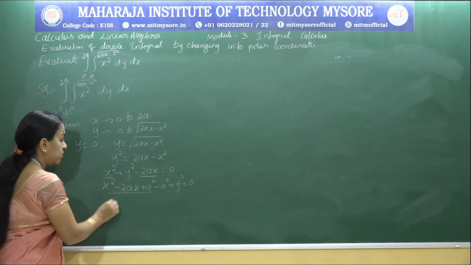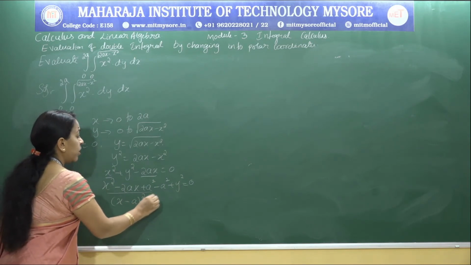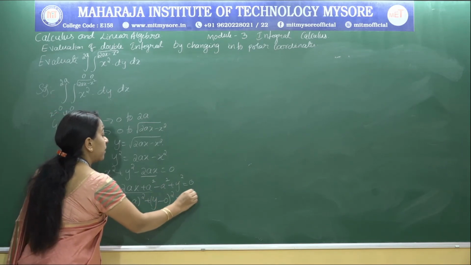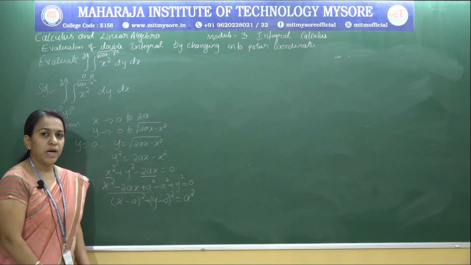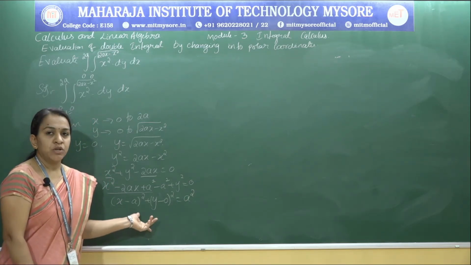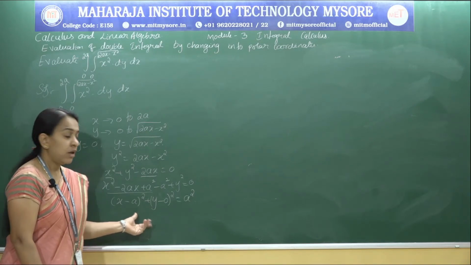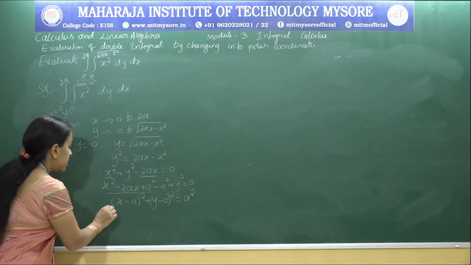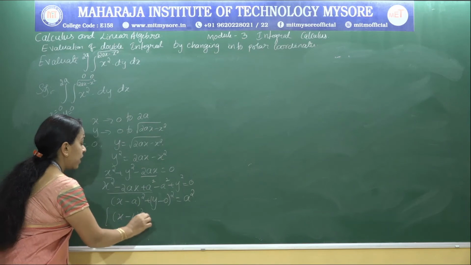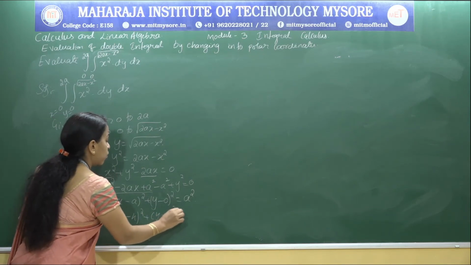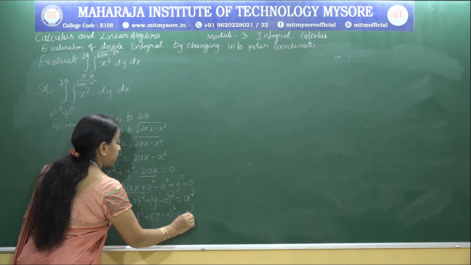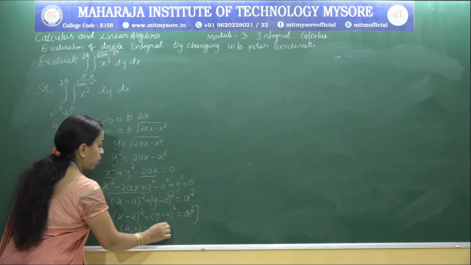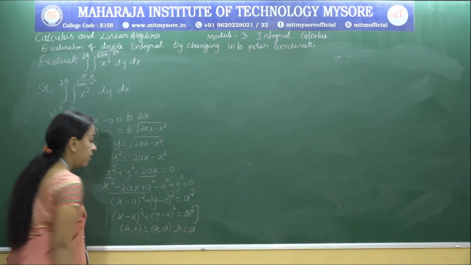Or if I group these three terms, I can write it as x minus a whole square plus y minus, I write y square as y minus 0 whole square, equal to a square. Yes, we know that this represents a circle. So, what is the standard equation of the circle? That is x minus h whole square plus y minus k whole square equal to r square. Yes, this is in the form x minus h whole square plus y minus k whole square equal to r square, where center h comma k is a comma 0 and radius r is given by a.